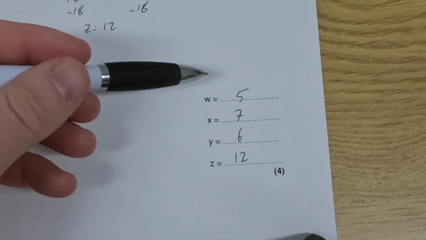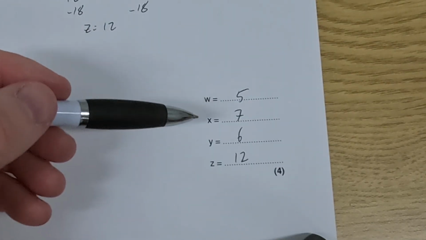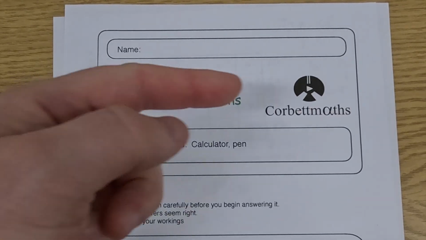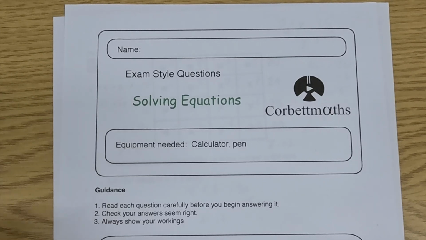So we've got that W is equal to 5, X is equal to 7, Y is equal to 6, and Z is equal to 12. And that's it. So these have been the video solutions to the Corbettmaths Practice Questions on solving equations. In this video, we've looked at equations where we've got letters on one side and letters on both sides.